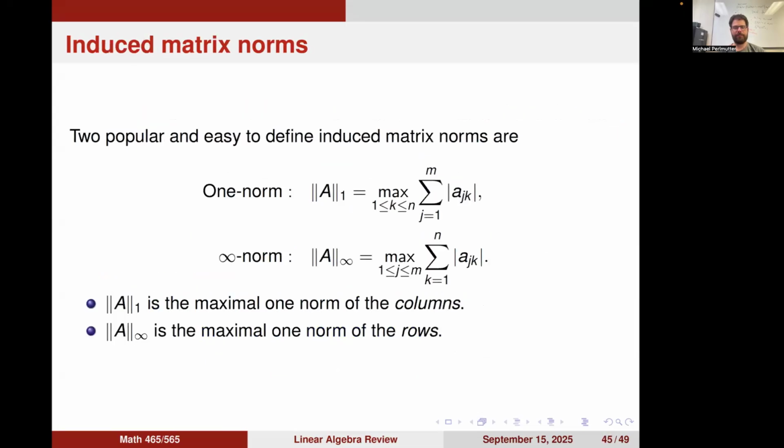For the one norm and the infinity norm, there are simple formulas. It turns out that for the matrix 1 norm, you take the L1 norm of each column, and you take the maximum one of those. The A infinity norm is the same thing, but with the rows. So the A infinity induced matrix norm is the max of all of the 1 norms of each of the rows.